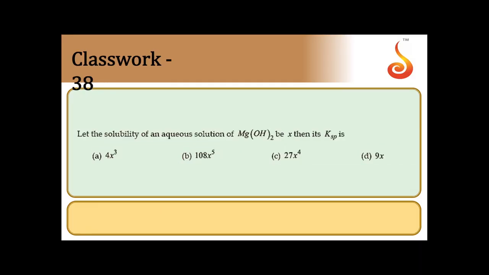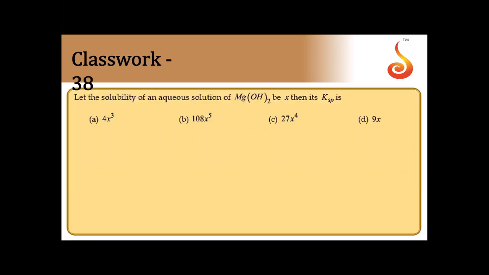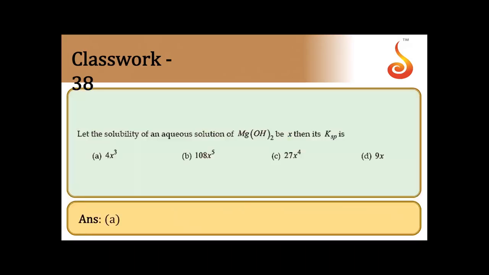38th one. Let the solubility of an aqueous solution of magnesium hydroxide be x. What is the Ksp? The salt is of MX2 type. So the Ksp of magnesium hydroxide will be equal to 4x cube. This type of salt, 4x cube is the answer. Direct formula only. So option A is the answer for this.